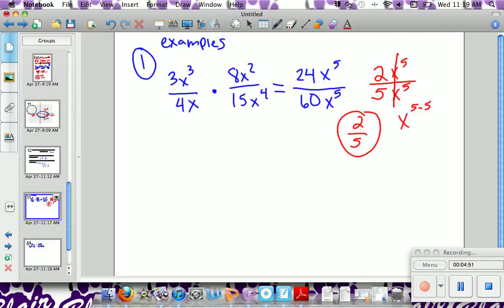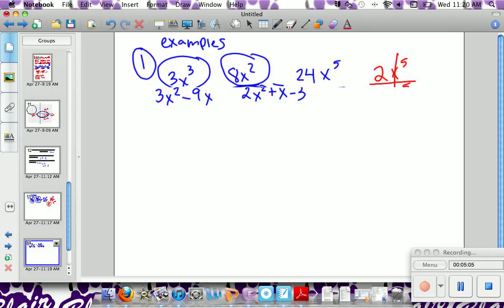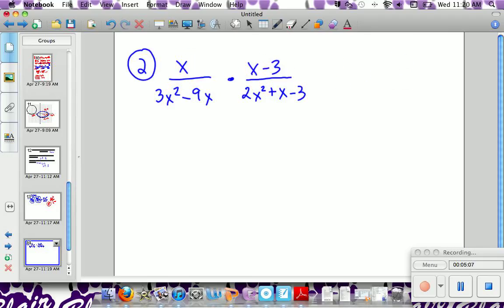The last one, I had a simplified term up here, a simplified term down here, a simplified term up here, and a simplified term down there, meaning nothing needed to be factored. On this example, I have a simplified term right here, but down here I'm not simplified yet. I need to go ahead and factor that. Up here I'm simplified. Down here I am not simplified, so I need to factor that also. So I'm going to go ahead and do that.